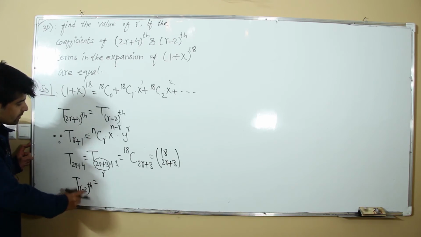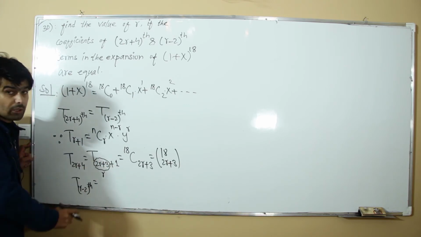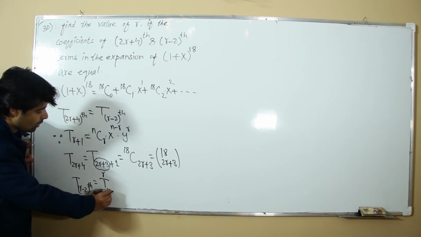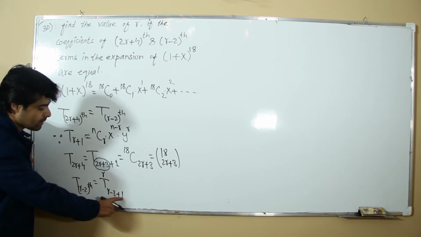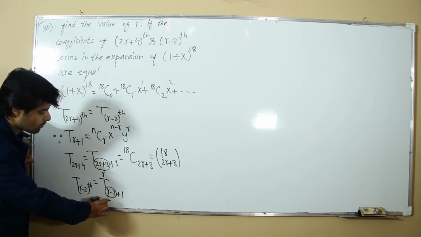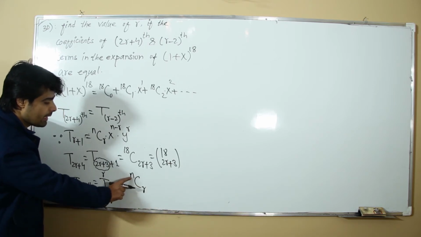Now look to the next term, t r minus 2 term. You have to convert this one like this one, so that you are able to apply this formula. So can I write t instead of r minus 2, r minus 3 plus 1? Yes, minus 3 with 1, it is minus 2. This is called r. Now what's the formula? nCr. N is 18.